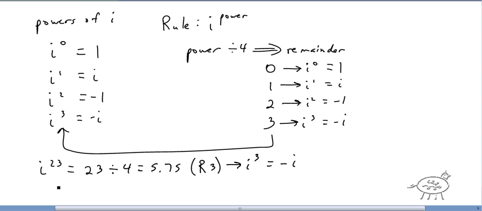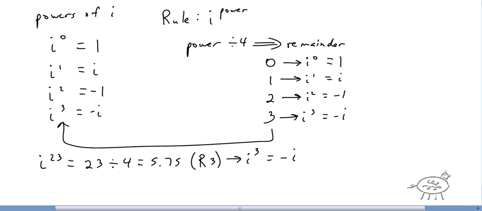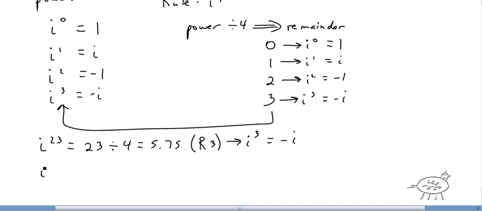Okay, what about i to the 105 power? It's 105 divided by 4, and that's 26.25. And you can even know that too, right? It's got a remainder of 1, because 104 is divided by 4 with a remainder 0, so it's got a remainder of 1. So there it's just i to the first, or i, right?